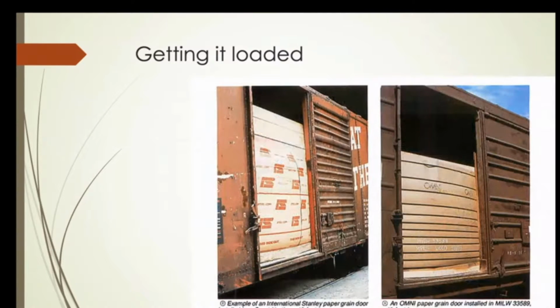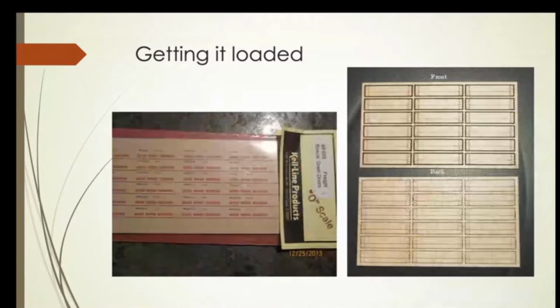Here's another look at some of those grain doors. This one's an International Stanley door, Omni paper. They're all pretty much the same. The nice thing about these is when you're at the site, it's just a knife and you're unloading grain. And we can model that.